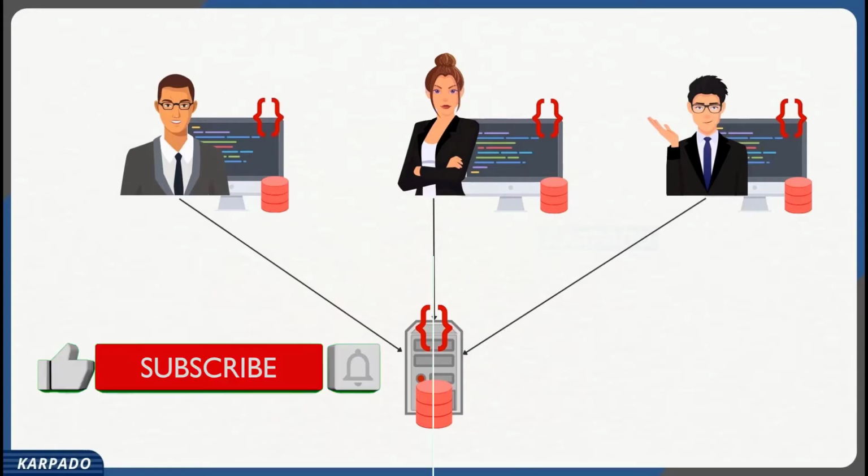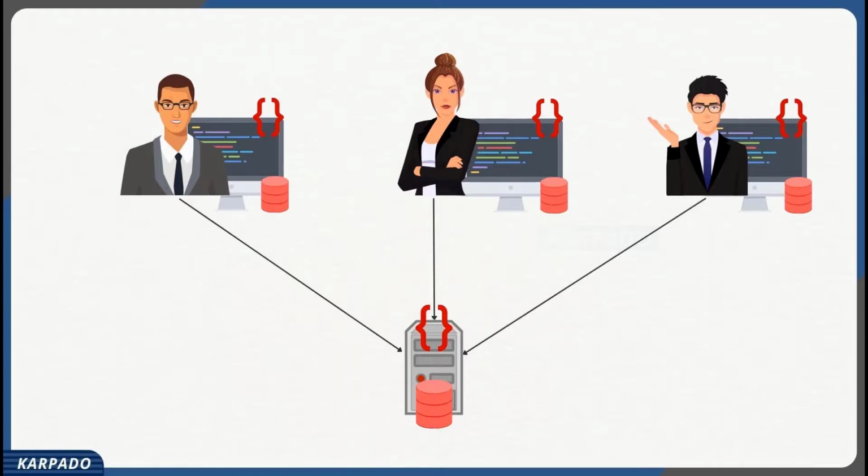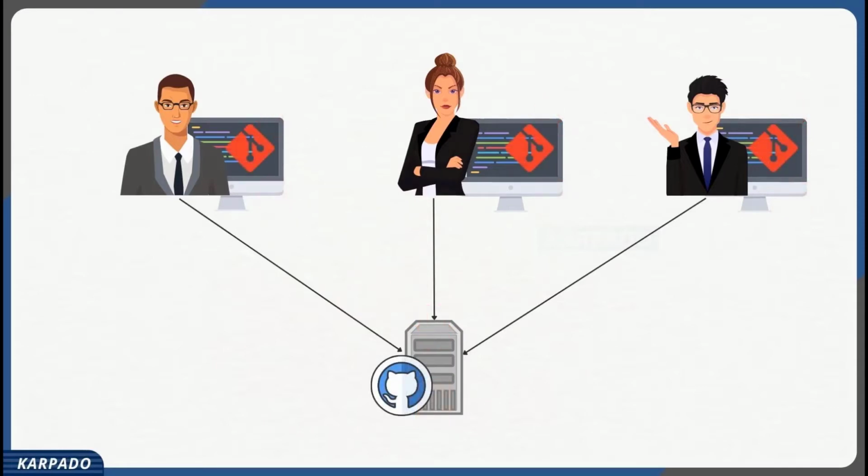Some of the examples of centralized version control systems are CVS, Subversion, or simply SVN, and Perforce. Some of the examples of distributed version control systems are Mercurial, Bazaar, and Git. Git is a distributed version control system. All the developers would have to install Git on their local machine. In addition to that, we also have GitHub, which acts like a centralized server.